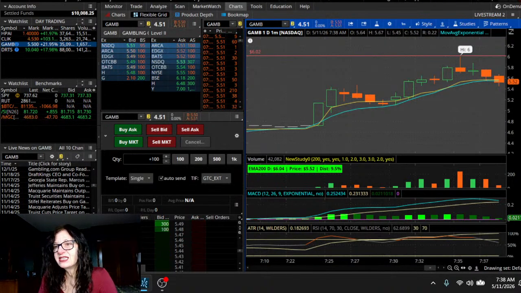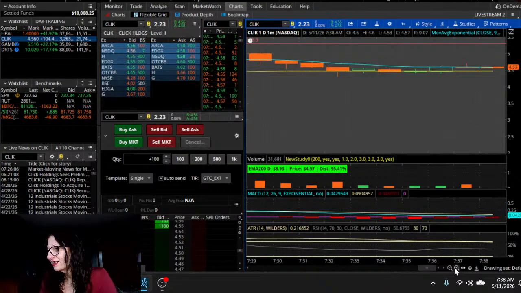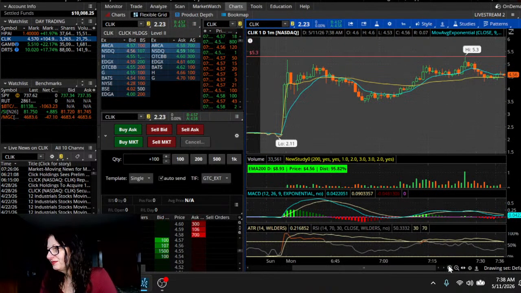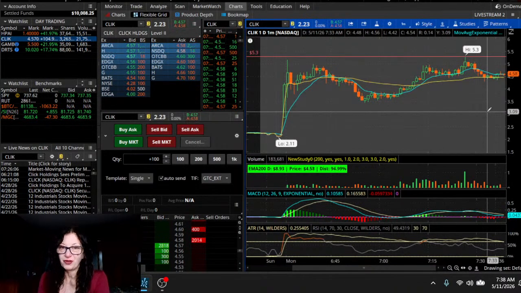Let's see. CLIK is bouncing off VWAP. Okay. All right, so that's good. Let's see if it kind of breaks over the 9 EMA. Wow, this is the first time.